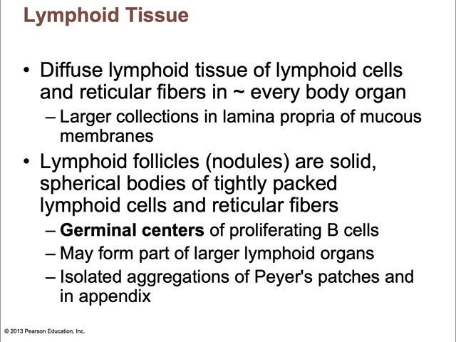Lymphoid follicles are solid spherical bodies of tightly packed lymphoid cells and reticular fibers. The germinal centers are for proliferating B cells, so rapidly dividing B cells, and can form part of a larger lymphoid organ. And then there are aggregations of Peyer's patches in the ileum and in the appendix because of the large concentration of bacteria that reside in the colon.